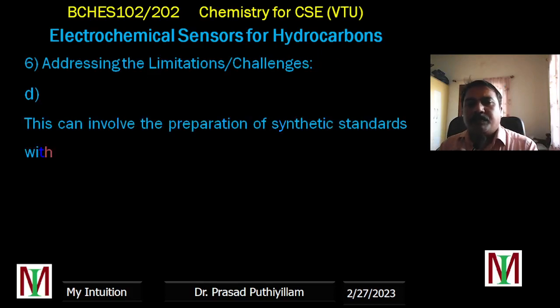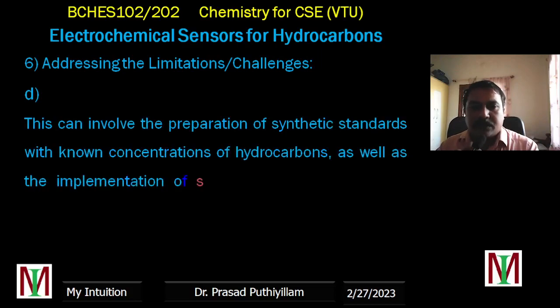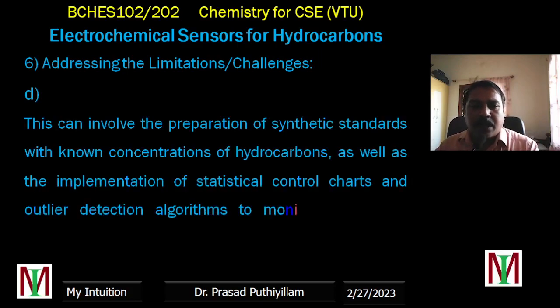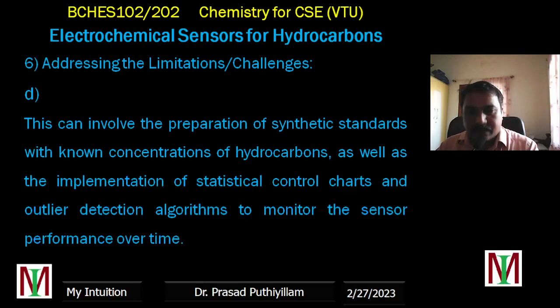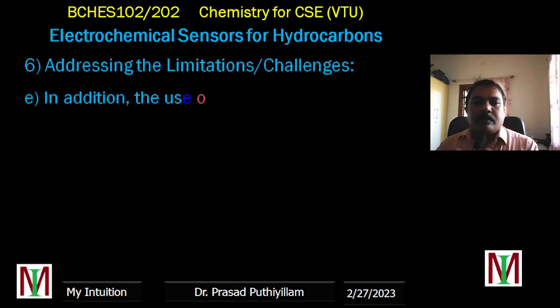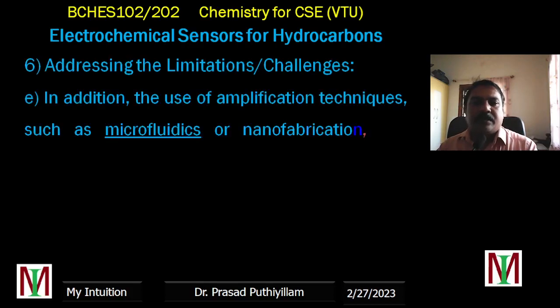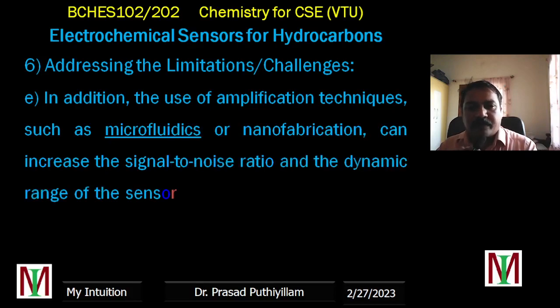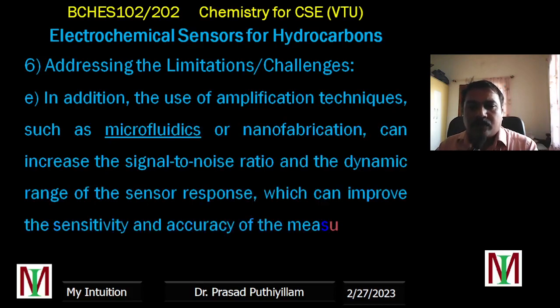This can involve the preparation of synthetic standards with known concentration hydrocarbons, that was explained, as well as the implementation of statistical control charts and outlier detection algorithms to monitor the sensor performance over time. In addition, the use of amplification techniques such as microfluidics or nanofabrication can increase the signal to noise ratio and the dynamic range of the sensor response, which can improve the sensitivity and accuracy of the measurement. Nanofabrication, microfluidics are explained in the next slide.